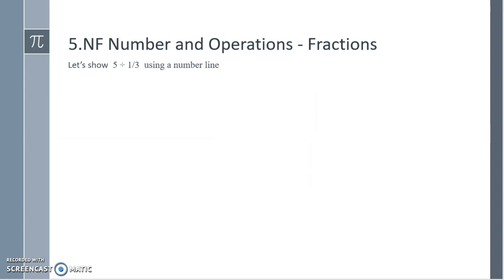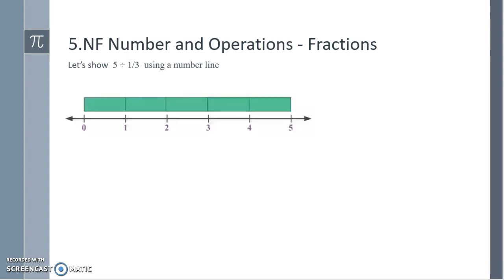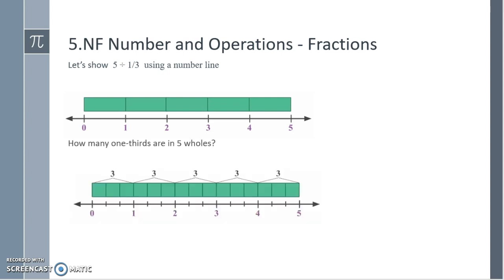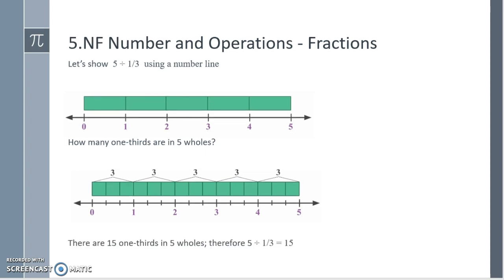Let's show the reverse: 5 divided by 1/3 using a number line. So here I have 5 units on a number line. I want to ask how many 1/3s are in 5 wholes. So we cut each whole into thirds. I see that it takes 15 1/3s to make 5 wholes. So there are 15 1/3s in 5 wholes. Therefore, 5 divided by 1/3 is 15.